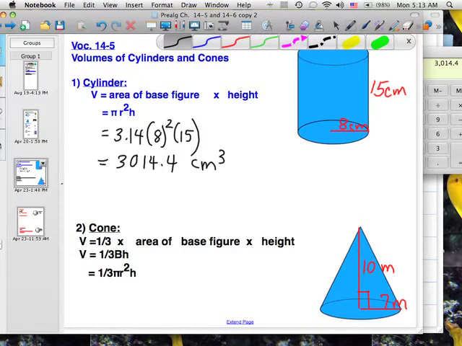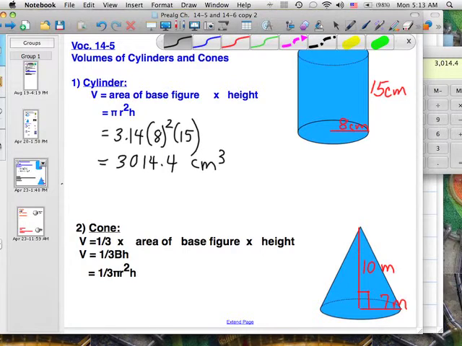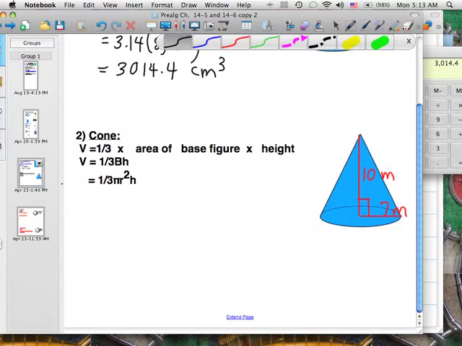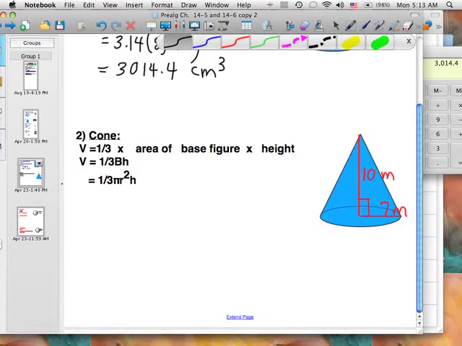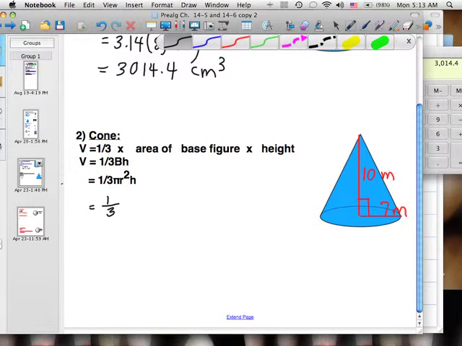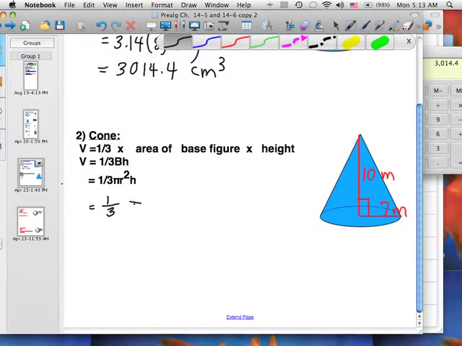A cone, remember, is like a pyramid. It comes to a point. So in order to find the volume inside, the circles increasingly get smaller and smaller and smaller until they come to a point. So we take 1/3 the area of the base figure times the height. The base figure in a cone is still a circle, so it's pi r squared.